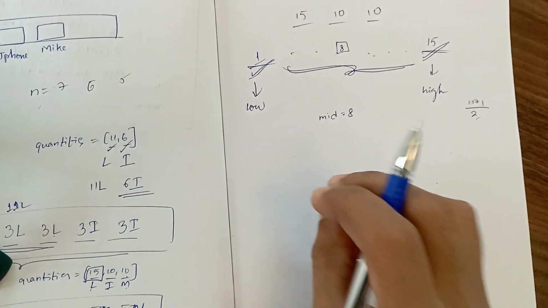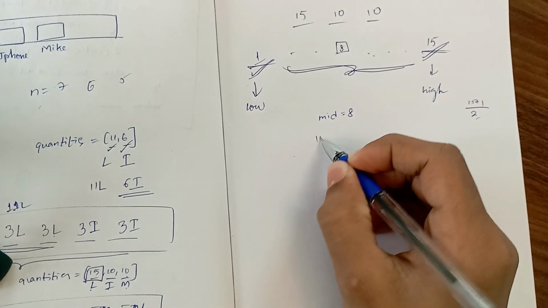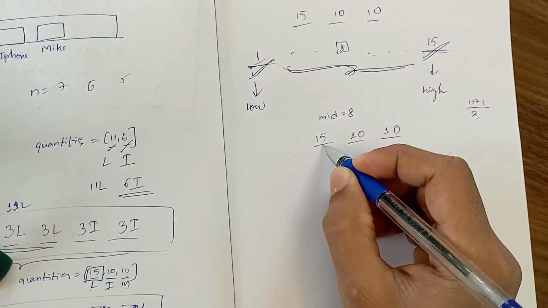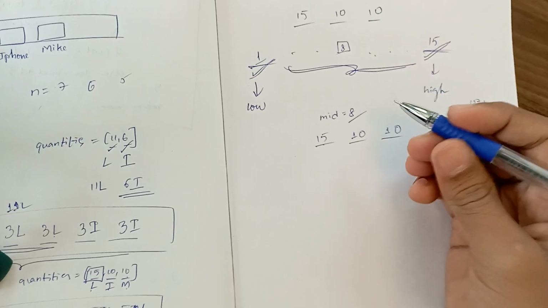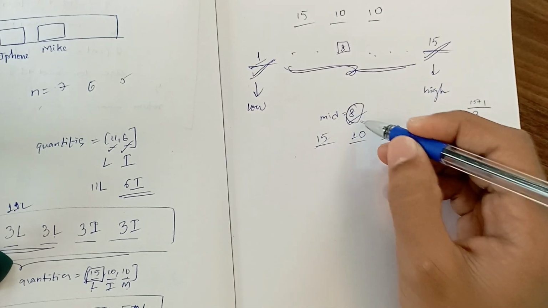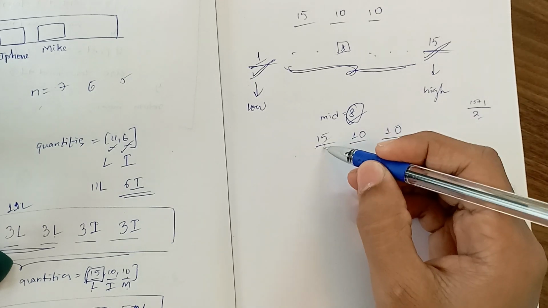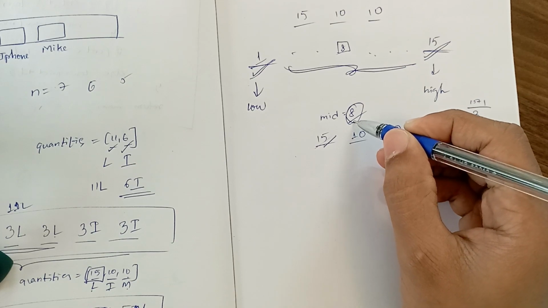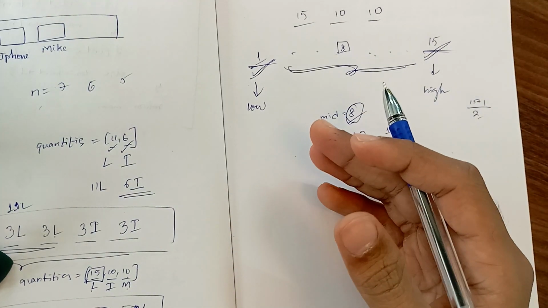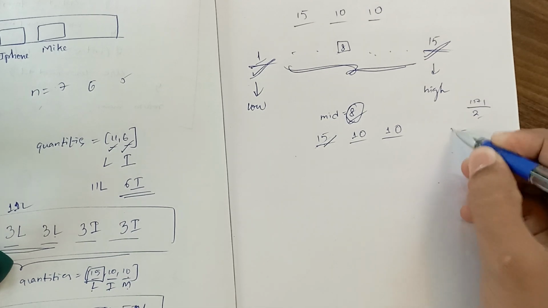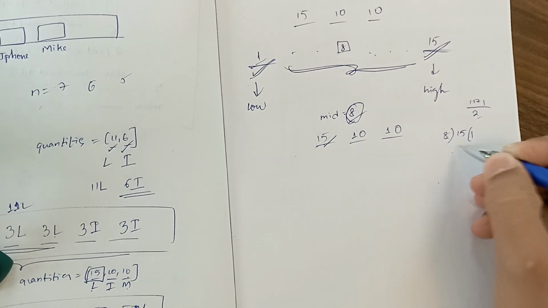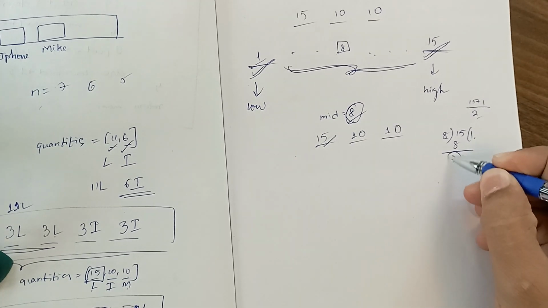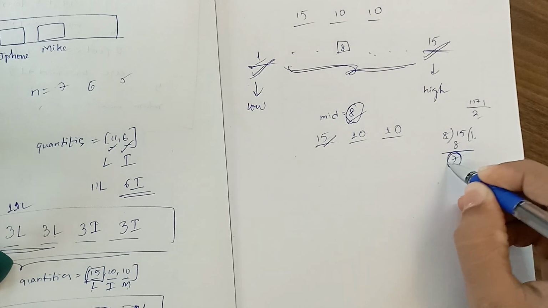Now mid is 8. So we have 15, 10, 10. How can we divide this with 8 items for each store? 15 laptops to be divided with each store having 8 or less than 8. So to do that, we need to divide 15 by 8. 8 ones are 8 and 7. We get a point. So we are left with 7 laptops here.